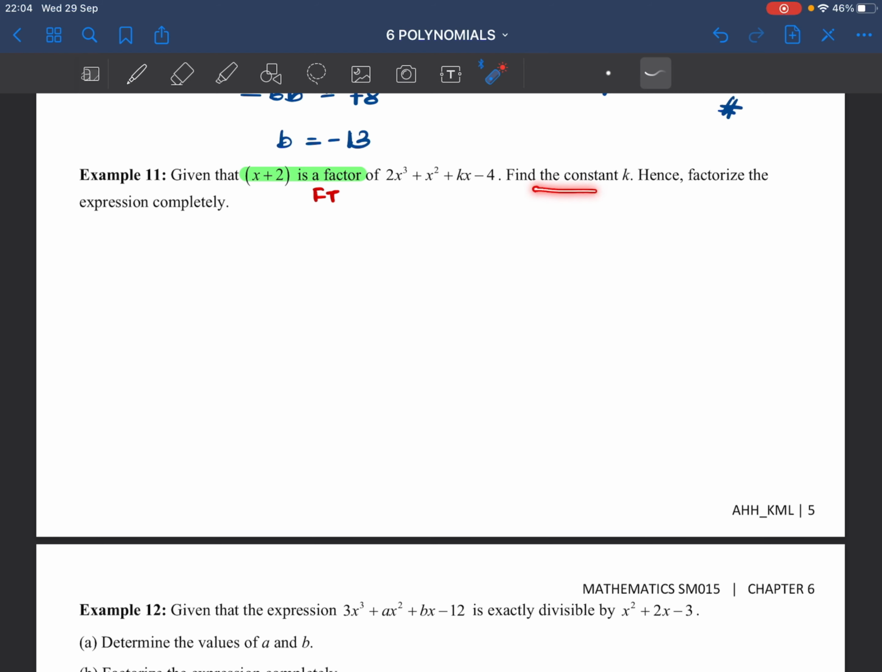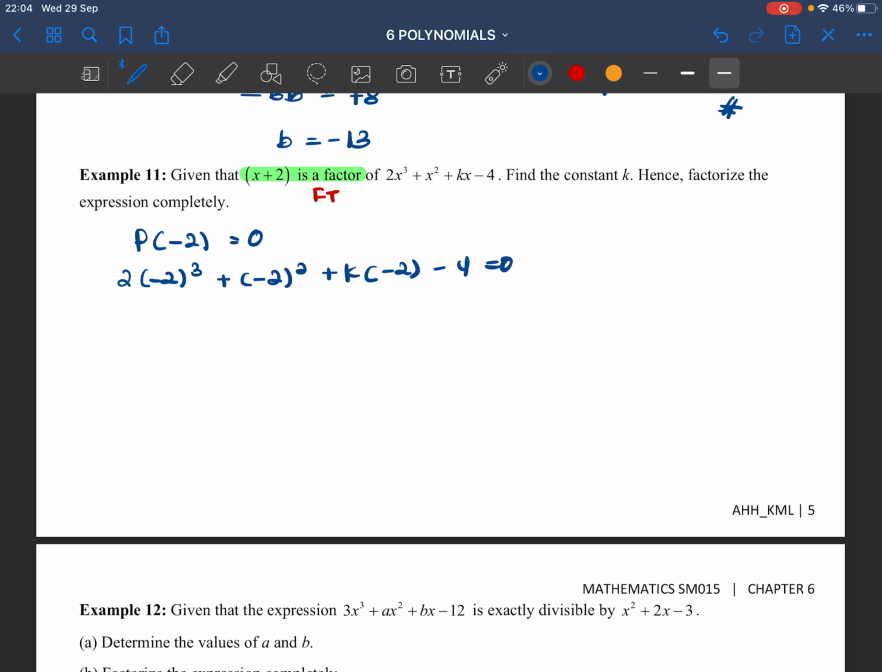Okay, find the constant k. Okay, stop there first. So for our FT, the root is negative 2. So we have P of negative 2 equals to, FT what? Equals to 0. Now we just substitute: 2 times negative 2 cubed plus negative 2 squared plus k times negative 2 minus 4 equals to 0. Then we can already find our k: negative 2k equals to 16, which is k equals to negative 8. Okay, we got our k, the value of the constant.